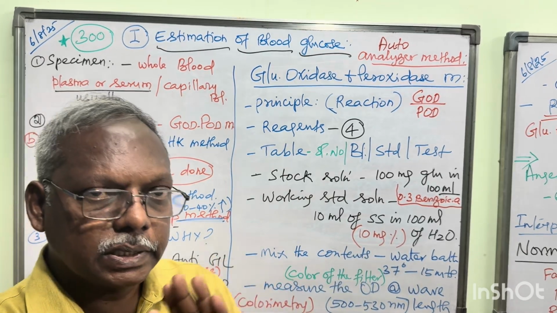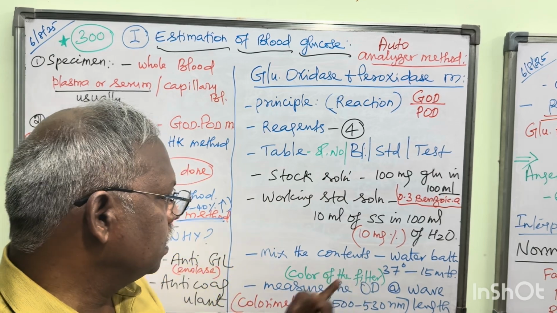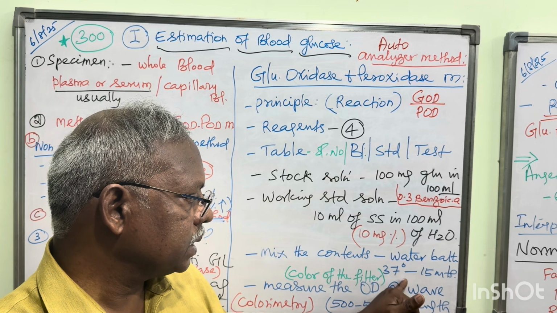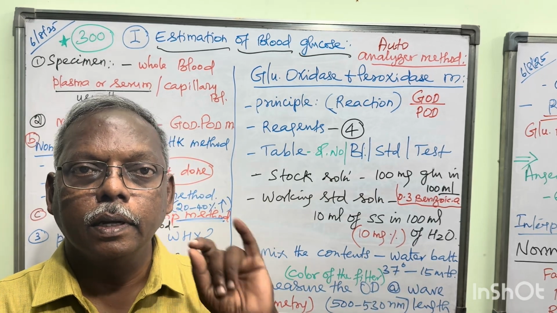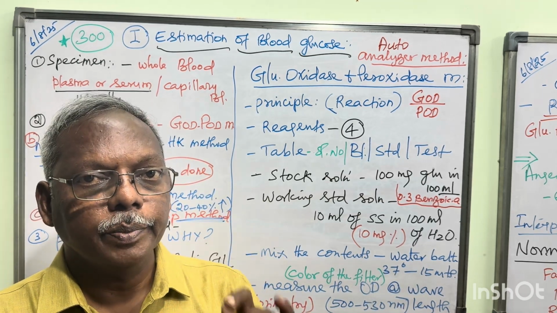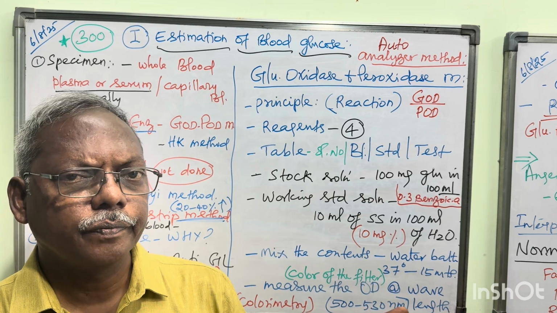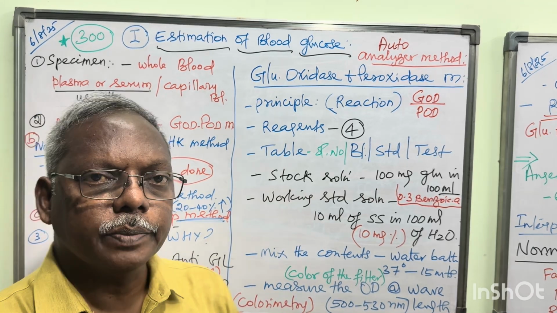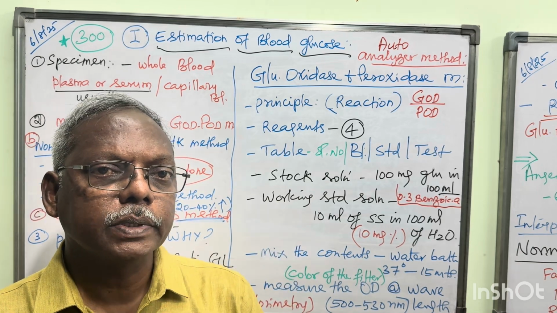Next one is mix the contents well and go for the water bath. There the temperature is 37 degrees centigrade. The time is 15 to 30 minutes. Right? Usually 15 minutes only the color will come. Then you have to come for the measurement. Here the instrument name is calorimetry.